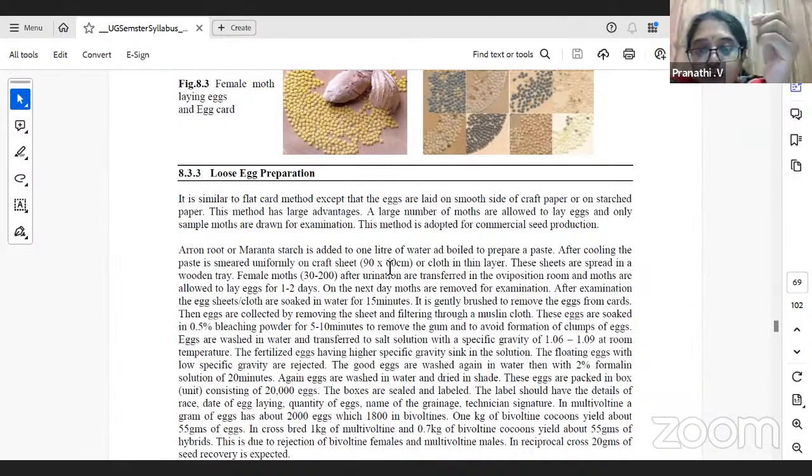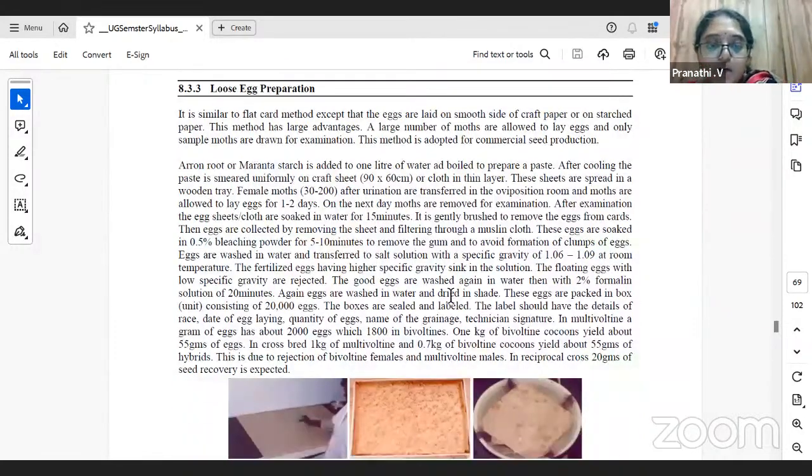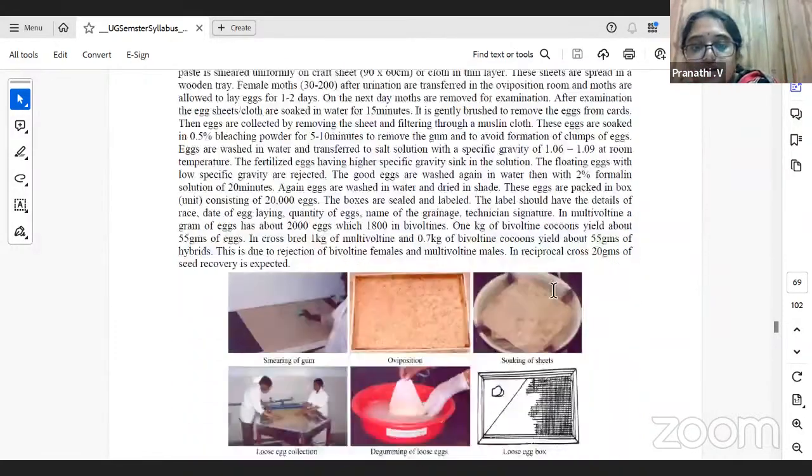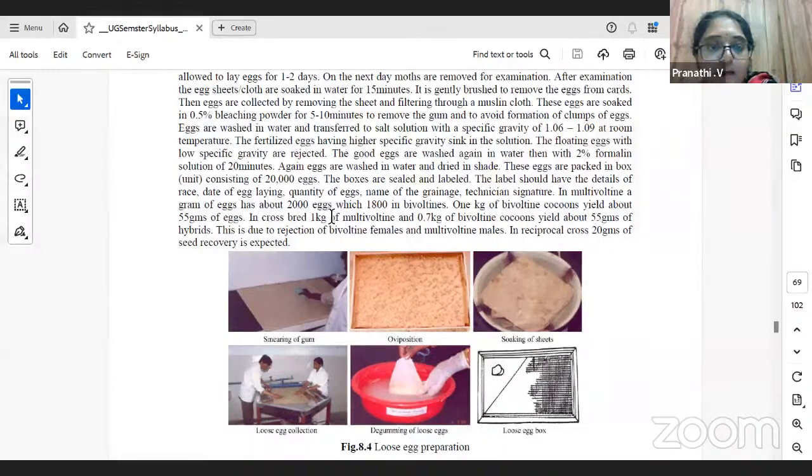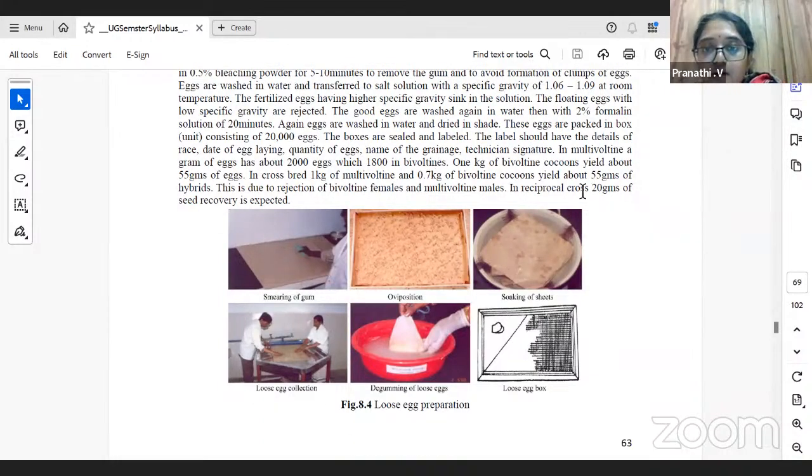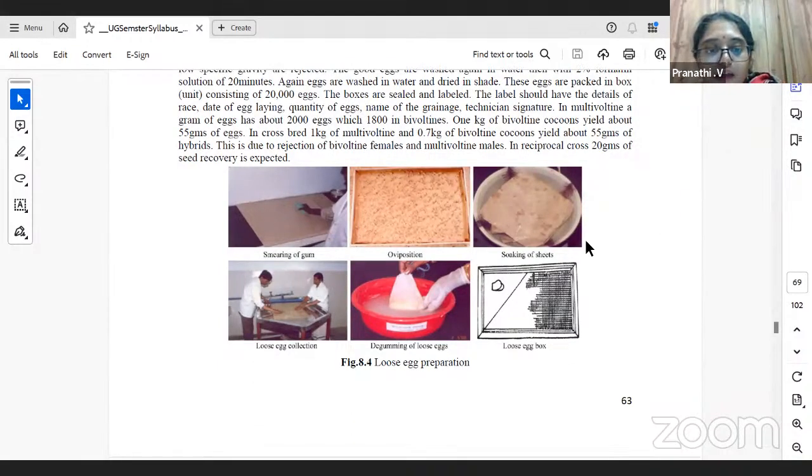Good eggs are washed again in water with 2% formaldehyde, and then washed and dried. Then the eggs are packed in a box containing around 20,000 eggs. Boxes are sealed and labeled with quality, quantity, time and date of egg laying. A gram of multivoltine eggs has around 2000 eggs, while bivoltines have 1800. So you can just see the yield of eggs as such.